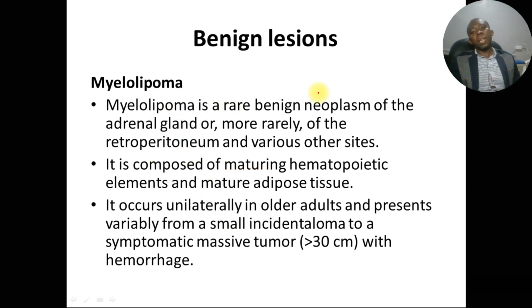Myelolipomas are benign neoplasms of the adrenal gland, or more rarely of the retroperitoneum. So they can be found on the adrenal gland on top of the kidney, or rarely around the peritoneum and various other sites. It is composed of maturing hematopoietic elements and mature adipose tissue, and it occurs unilaterally in older adults. It presents variably from a small incidentaloma to symptomatic massive tumors of approximately 30 centimeters with hemorrhage.